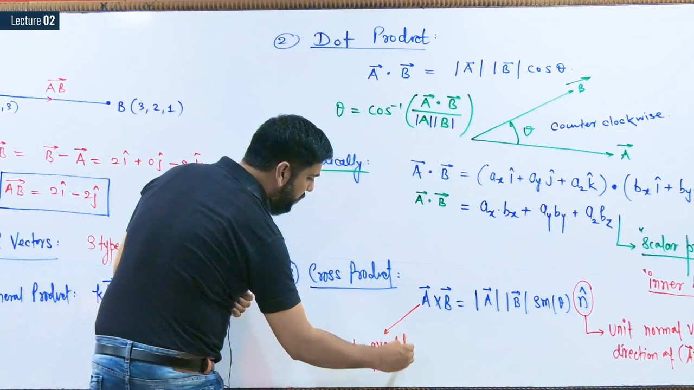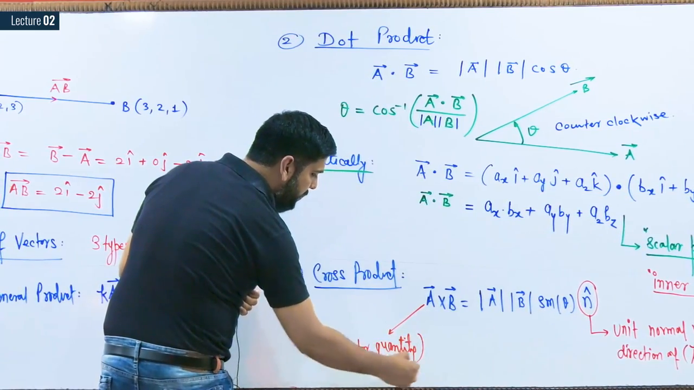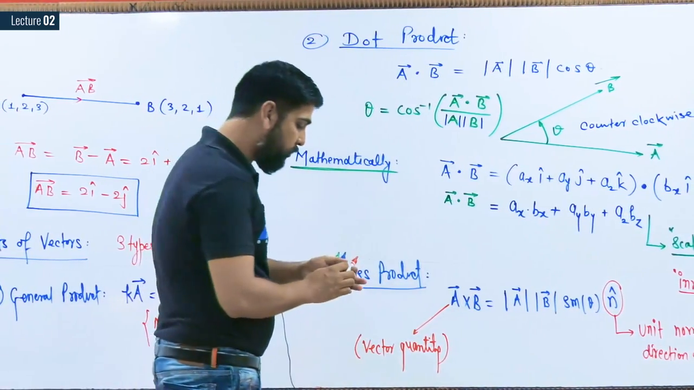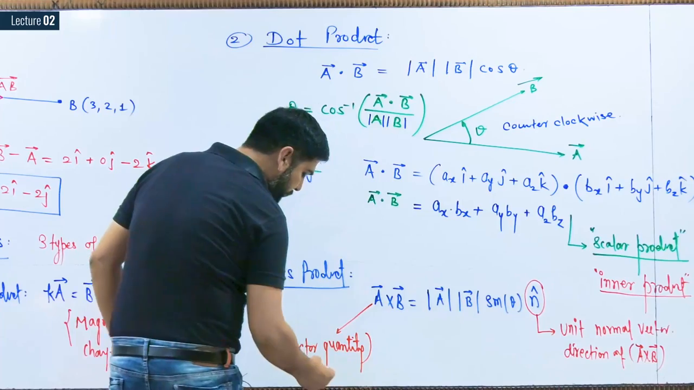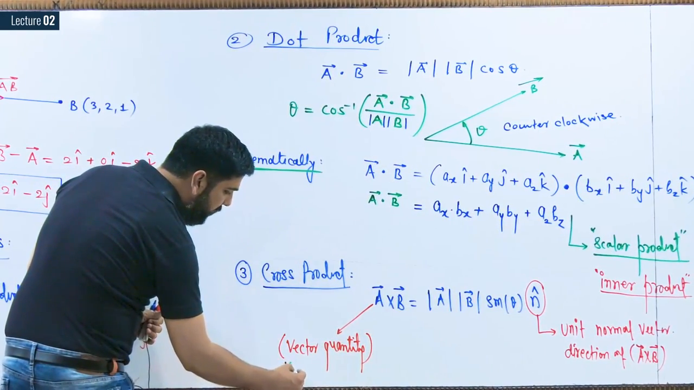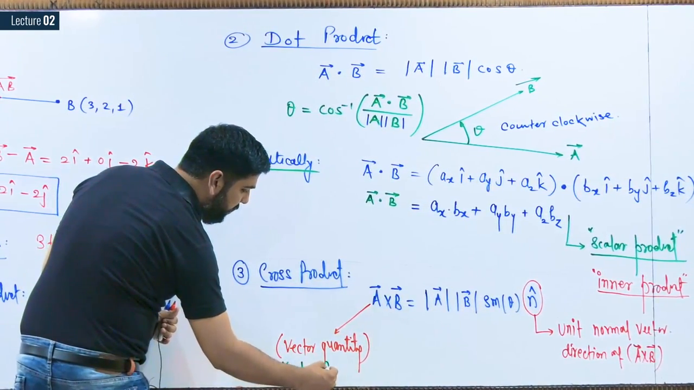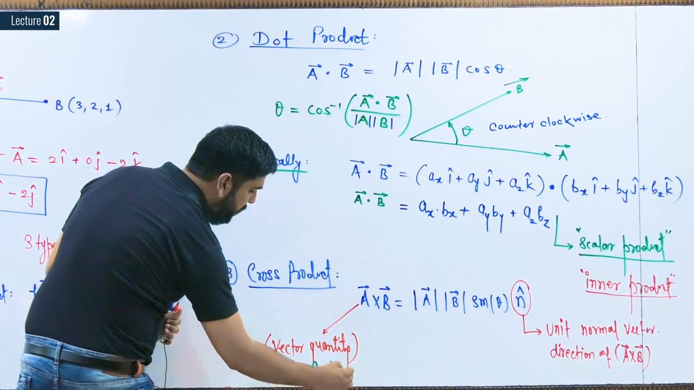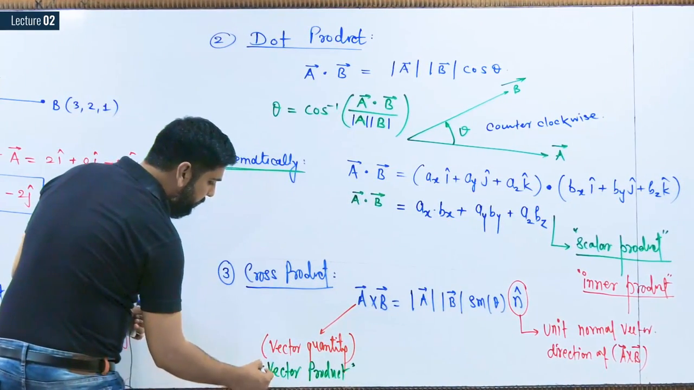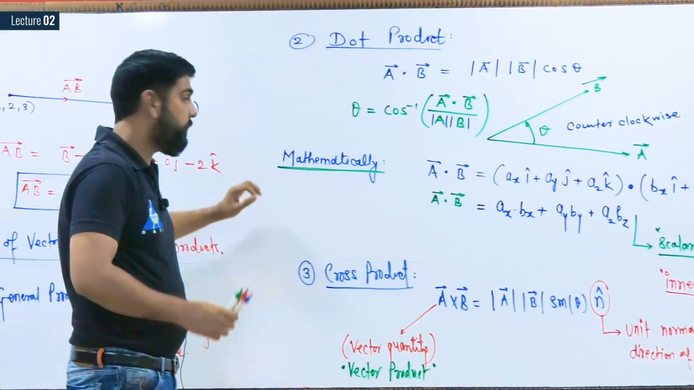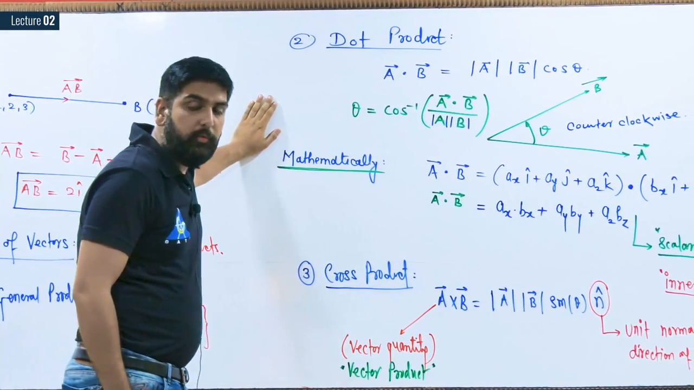If it is a vector quantity, then the cross product is also referred to as what? It is also referred to as the vector product. Again, it is also referred to as the outer product.